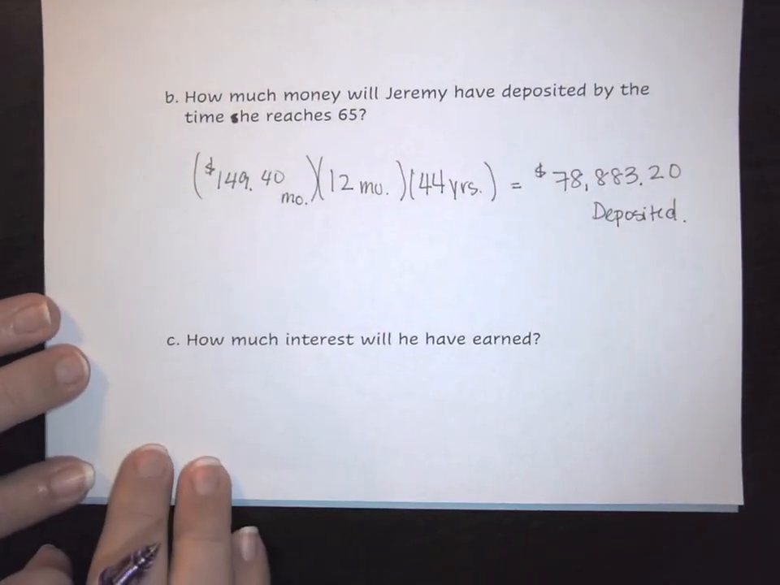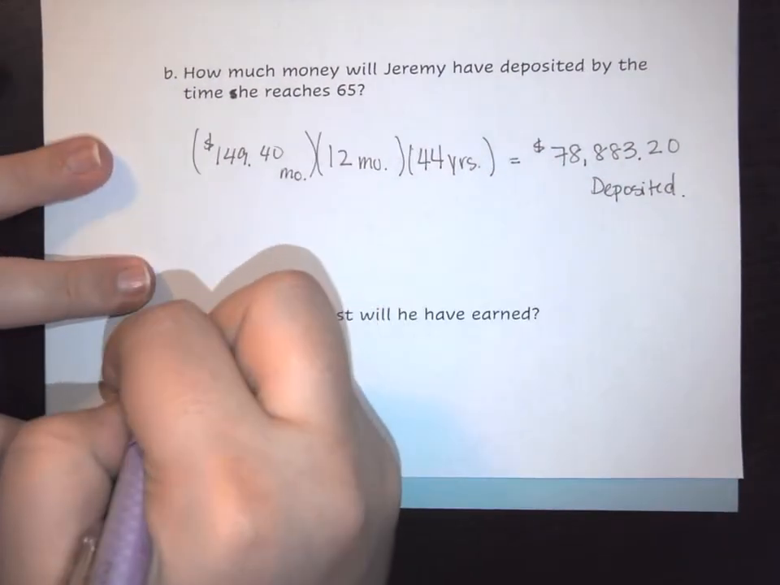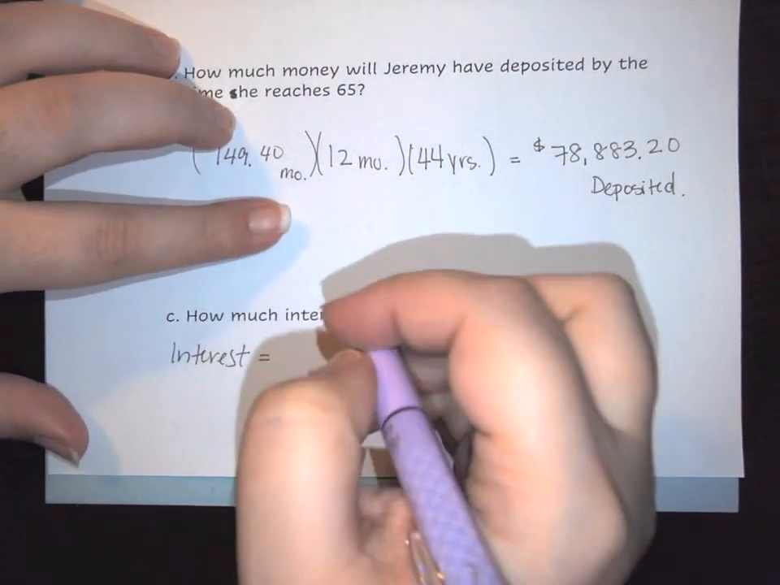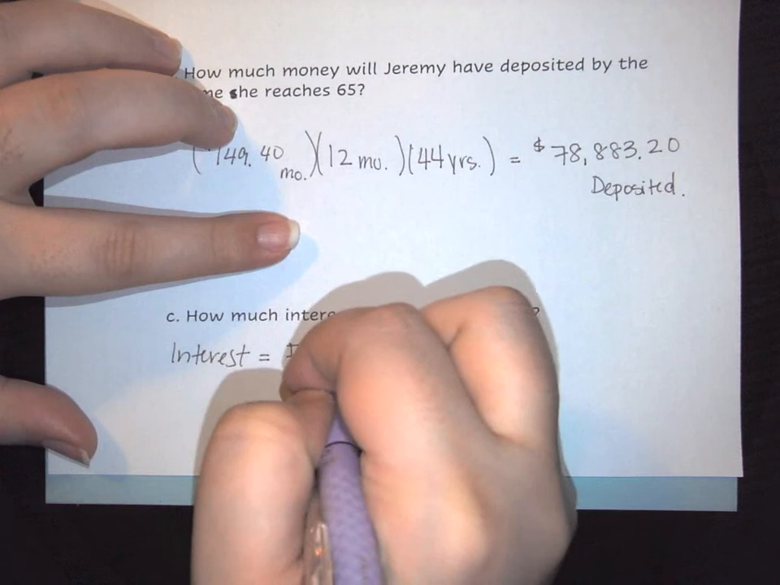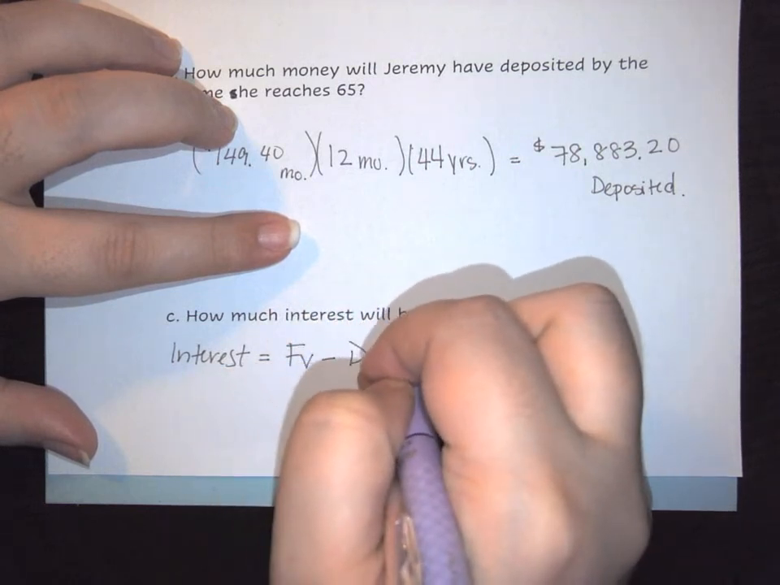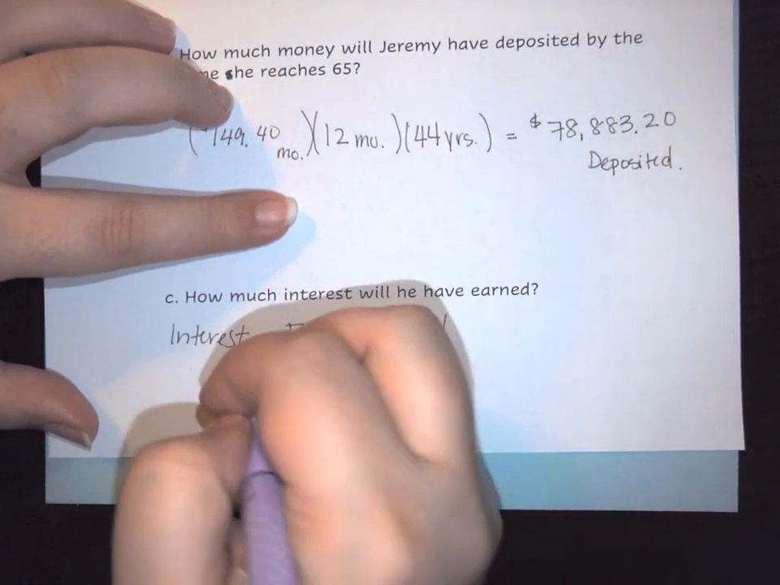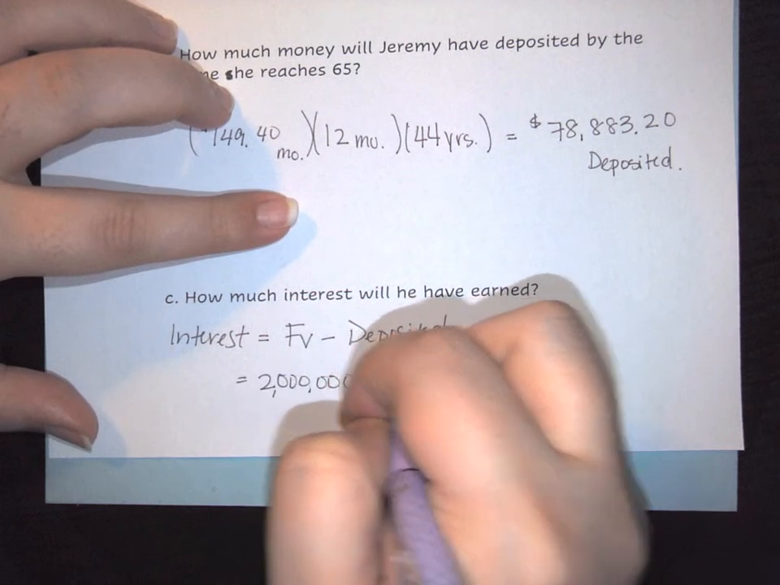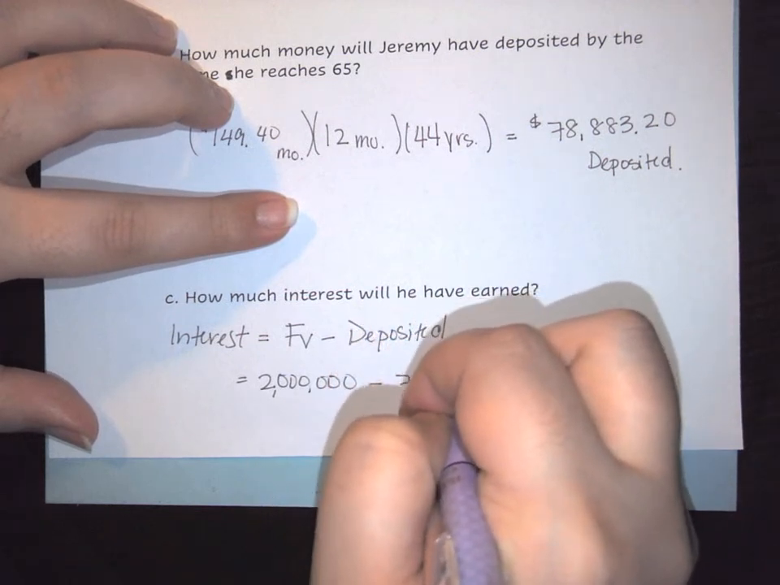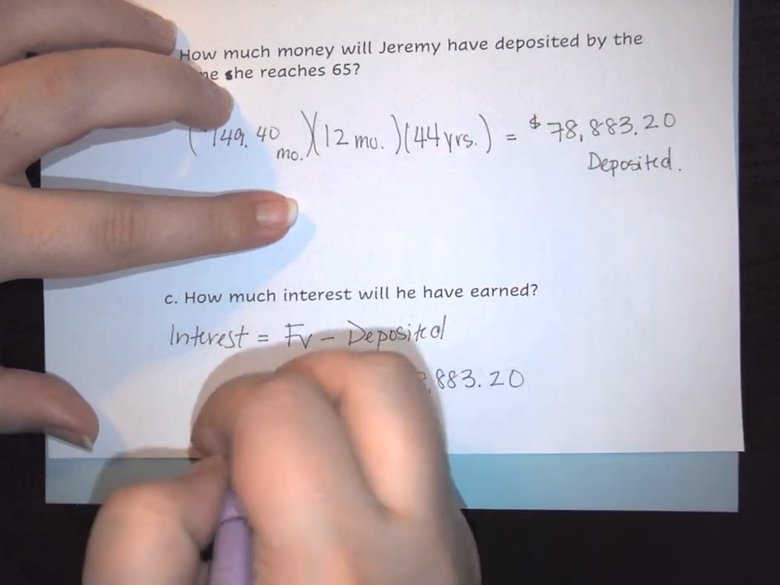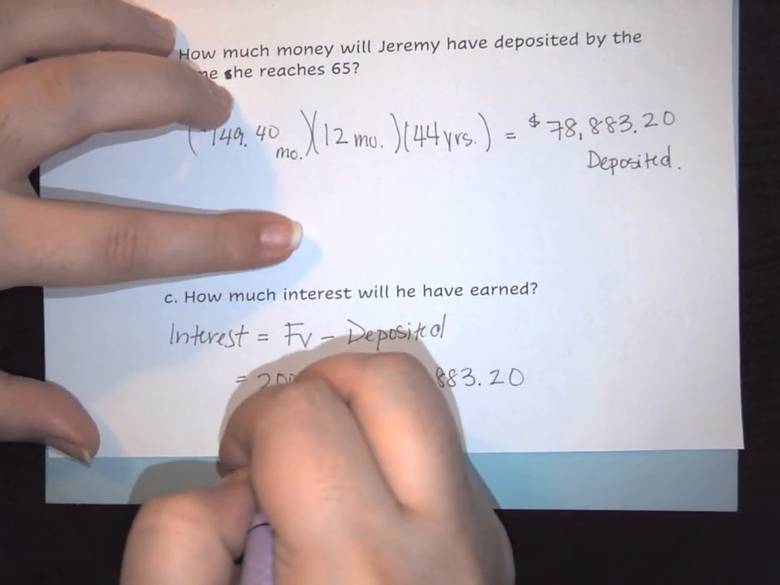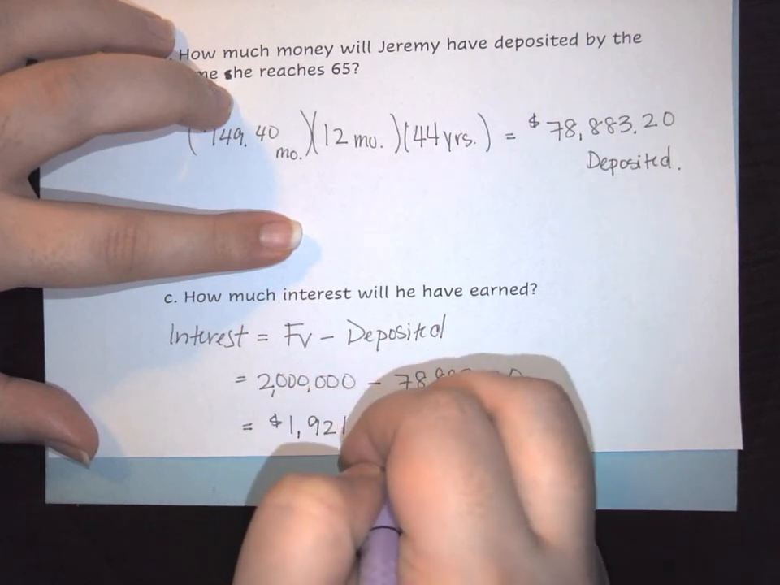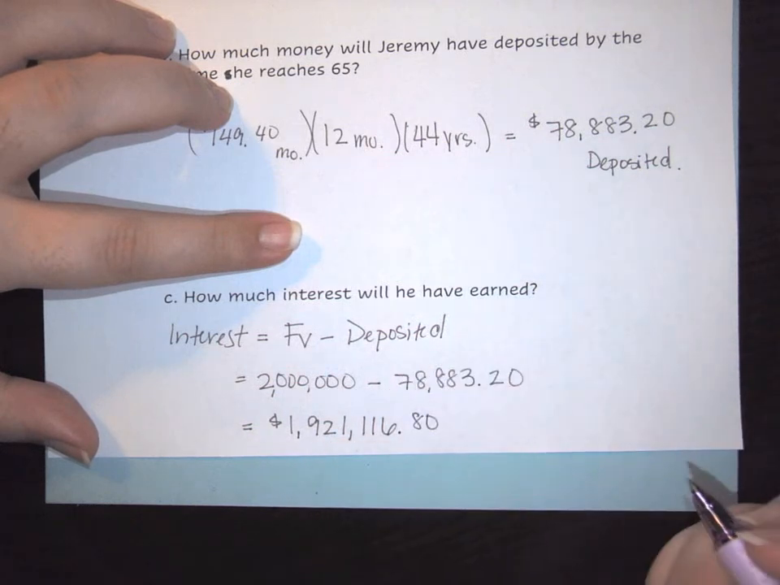The last question wants to know how much interest was earned. So in order to calculate your interest, we essentially have to take your future value and subtract out what you deposited. So in this case, we have $2 million, and we need to subtract away $78,883.20. So the interest that was earned was $1,921,116.80.